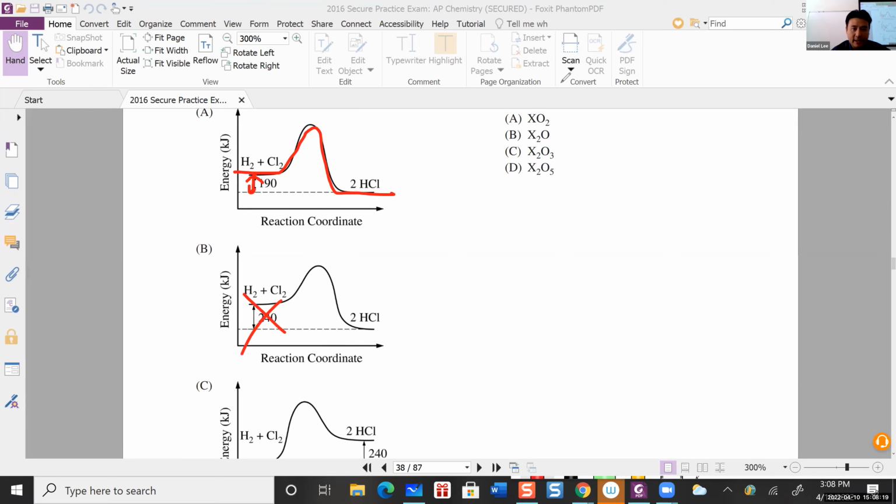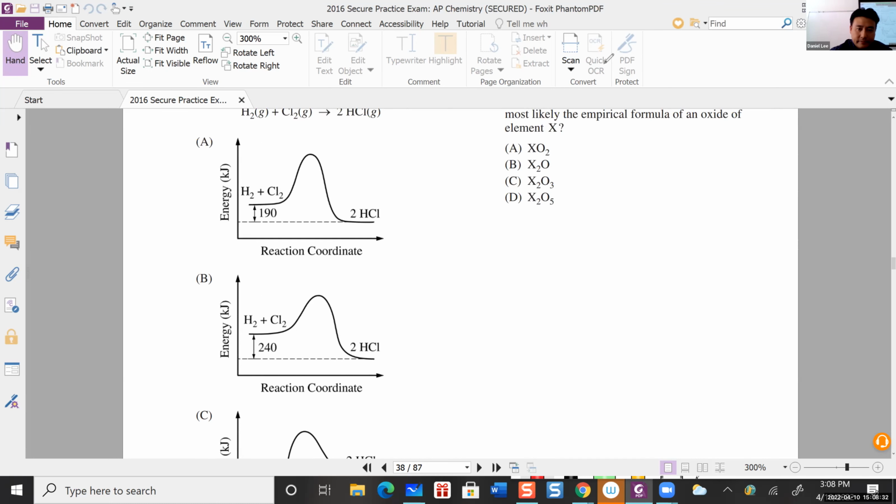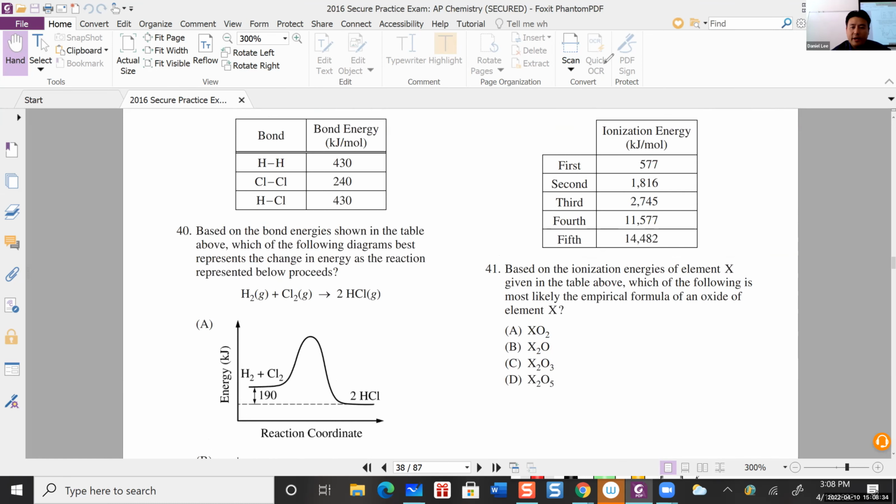Not 240, right? And it's not D, D is endo, because you step up, okay? Step up is endo. So that's easy, right? So product, reactant, bonds on the left minus bonds on the right. And next one, 41, a separate question.